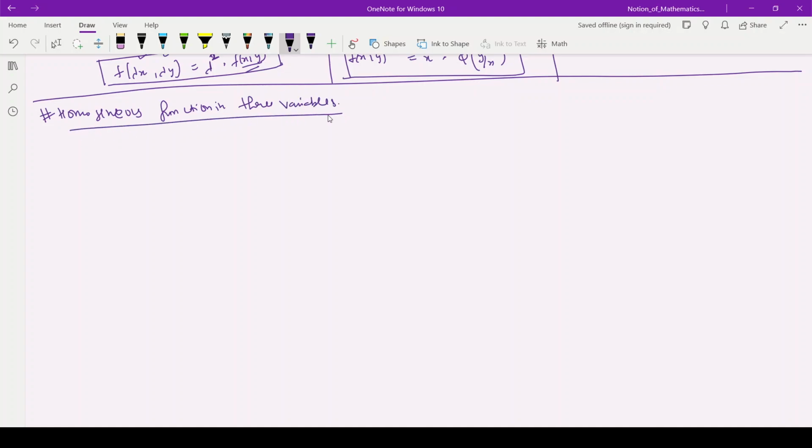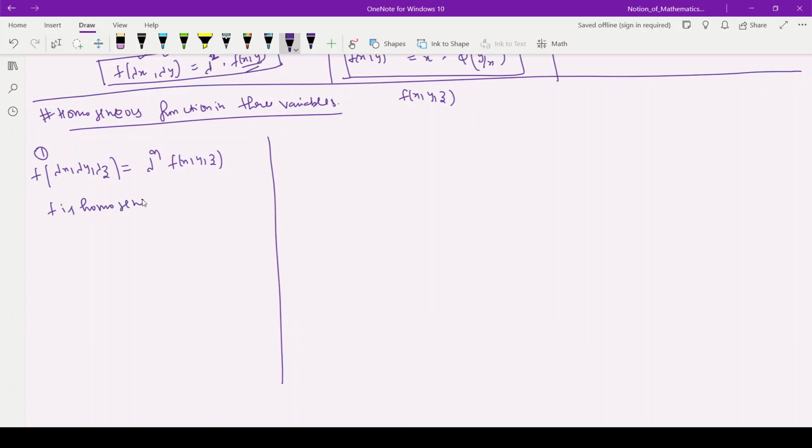So students, in this way, I am taking a function f(x, y, z). There are a few more ways to understand this concept. The first way is that if I write f(λx, λy, λz) is equal to λ to the power n into the original function, then we will say that f is a homogeneous function, f is a homogeneous function of degree n.